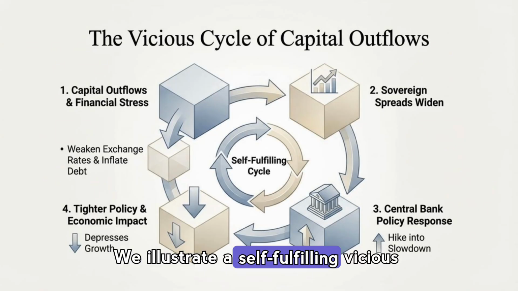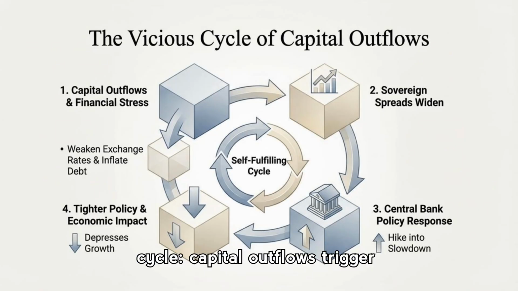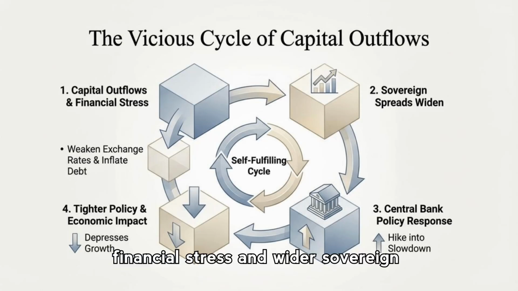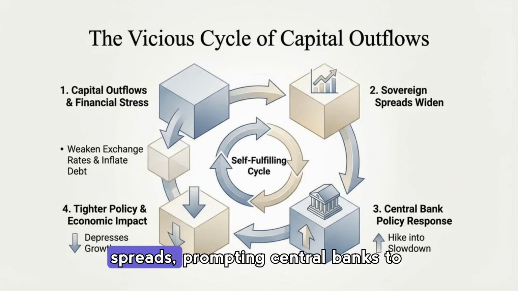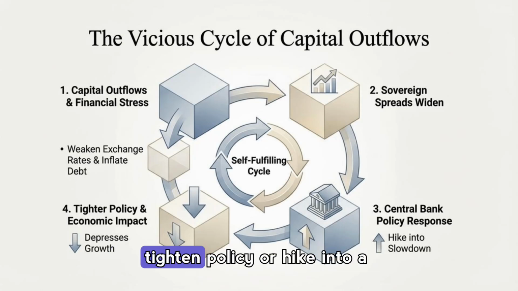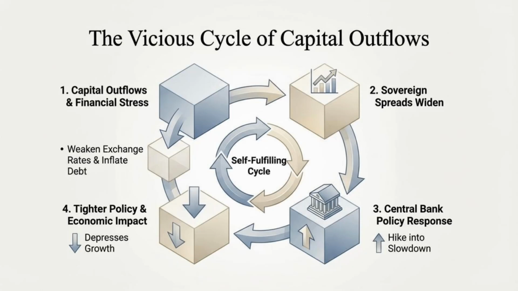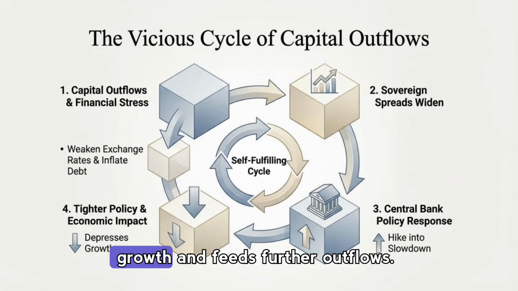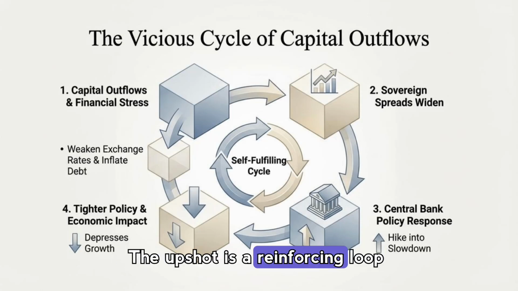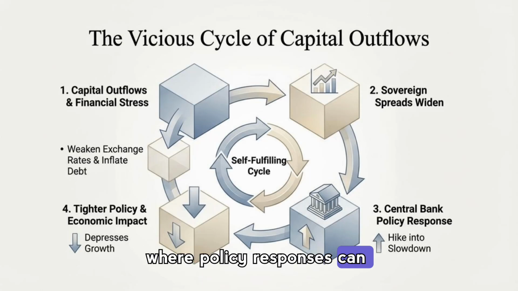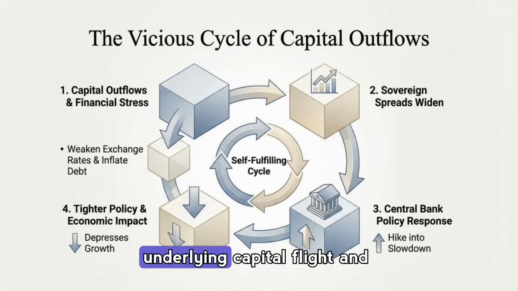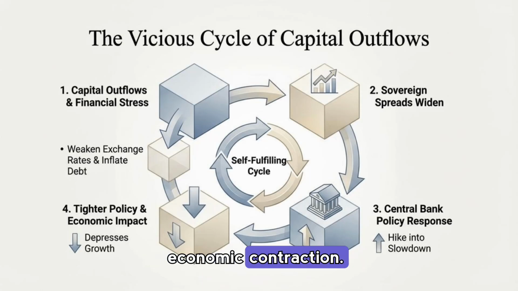We illustrate a self-fulfilling vicious cycle. Capital outflows trigger financial stress and wider sovereign spreads, prompting central banks to tighten policy or hike into a slowdown, which then depresses growth and feeds further outflows. The upshot is a reinforcing loop where policy responses can unintentionally deepen the underlying capital flight and economic contraction.